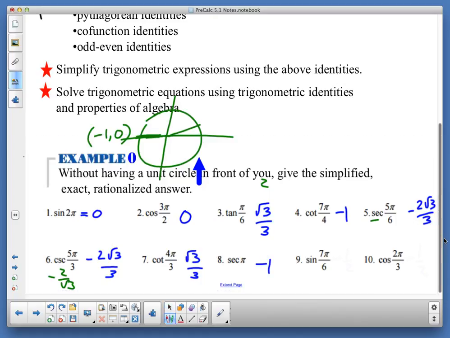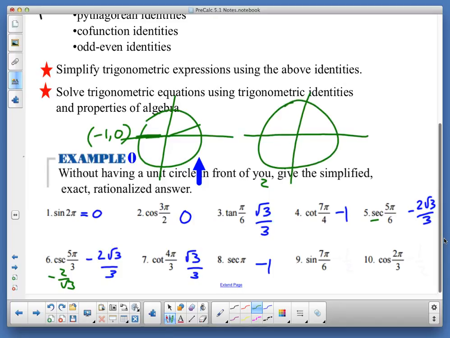Now, the next one is sine of 7 pi over 6. 7 pi over 6 is down here. Remember, that's 7 pi over 6. Sine is the second coordinate, and it's negative 1/2. Cosine's negative the square root of 3 over 2. Sine's negative 1/2, and that's all I'm going for, so it's negative 1/2.